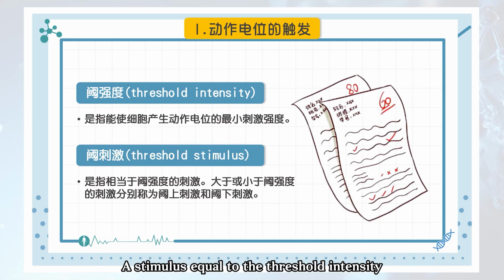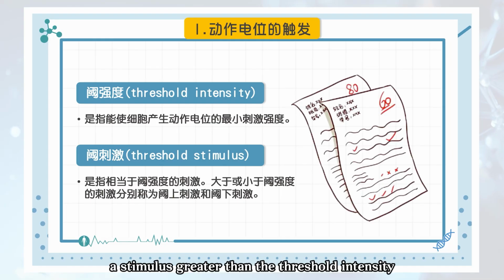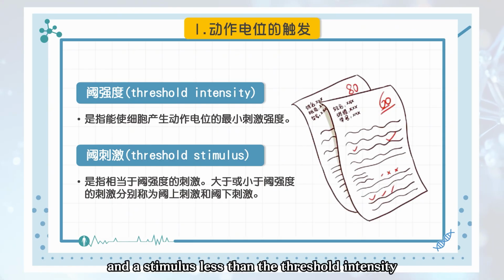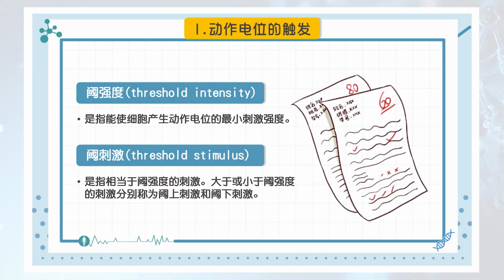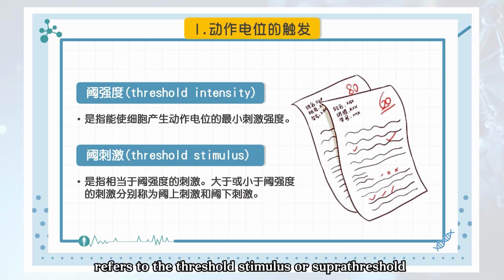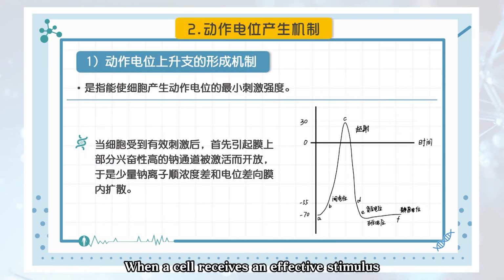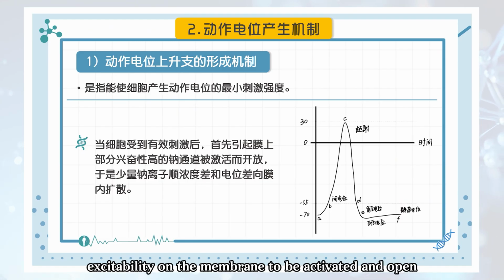A stimulus equal to the threshold intensity is called a threshold stimulus. A stimulus greater than the threshold intensity is called a superthreshold stimulus. And a stimulus less than the threshold intensity is called a subthreshold stimulus. The so-called effective stimulus refers to the threshold stimulus or superthreshold stimulus that can induce an action potential in a cell. When a cell receives an effective stimulus, it first causes some sodium channels with high excitability on the membrane to be activated and open.